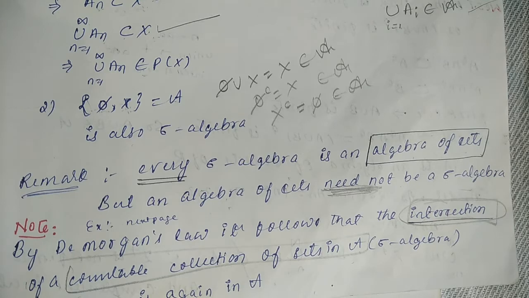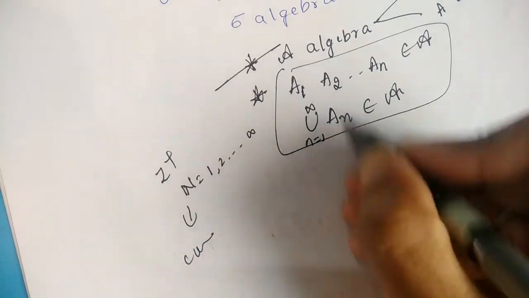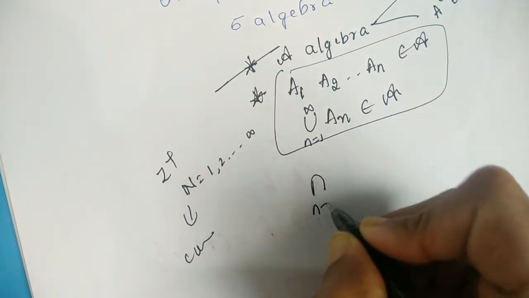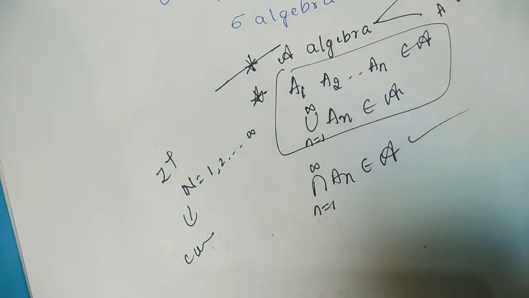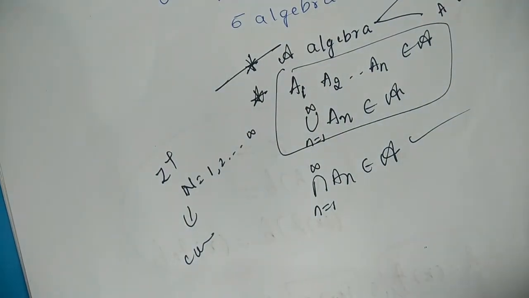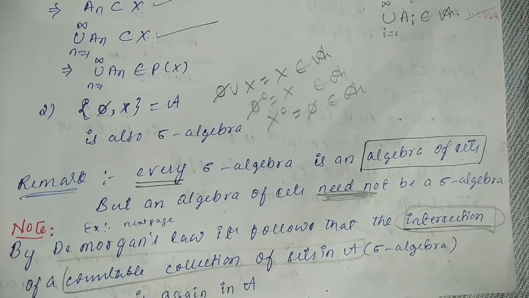So the sigma algebra definition says it is closed under countable union. By De Morgan's law, we can also say it is closed under countable intersection. It means if you take the complement of that, it becomes what? The intersection over n from 1 to infinity, which is also closed under countable intersection. This is because of De Morgan's law.